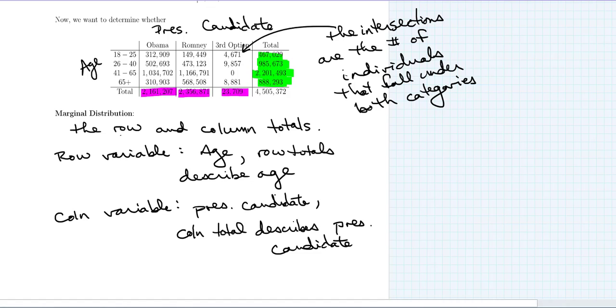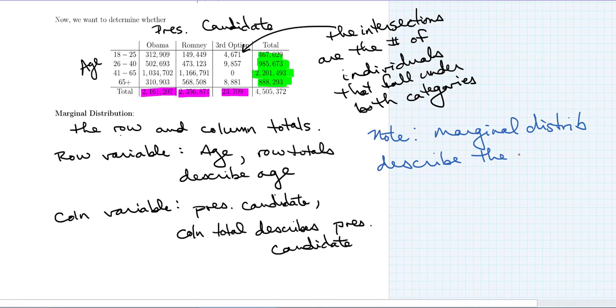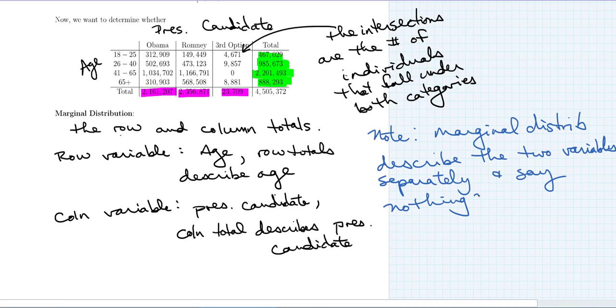One thing to note about marginal distributions is that the marginal distribution says nothing about the relationship between these two variables. Again, the marginal distributions are the row and column totals. So note, marginal distributions describe the two variables separately and say nothing about the relationship between the categorical variables.